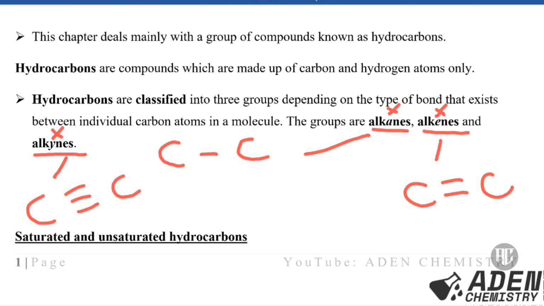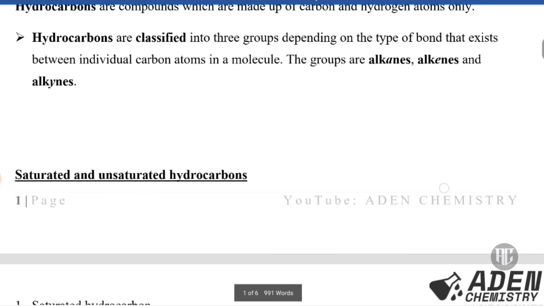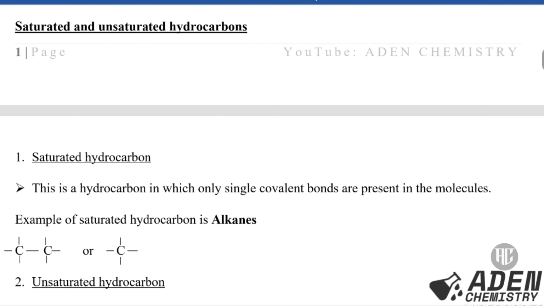Let's go next to saturated and unsaturated hydrocarbons. Let's start with saturated hydrocarbons. This is a hydrocarbon in which only single covalent bonds are present in the molecules. An example of a saturated hydrocarbon is alkanes. If you check, in between 2 carbon atoms we have only a single bond, bonding with other carbon atoms and with atoms of other elements.